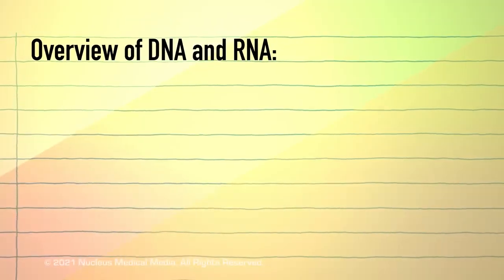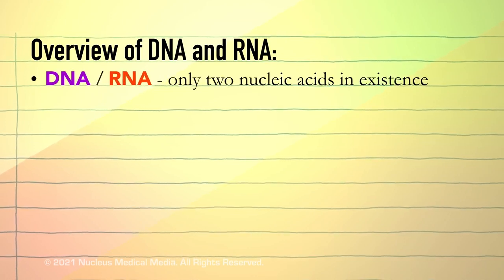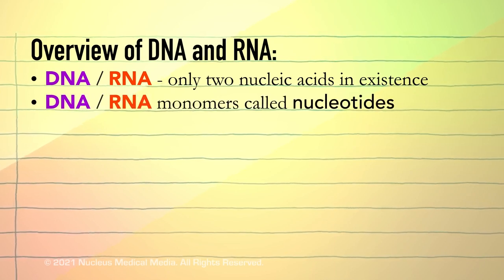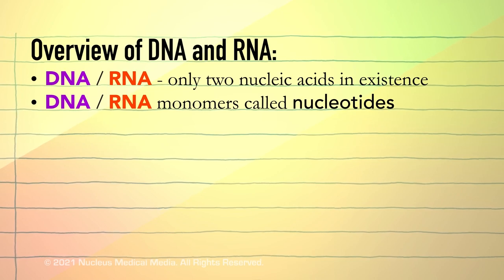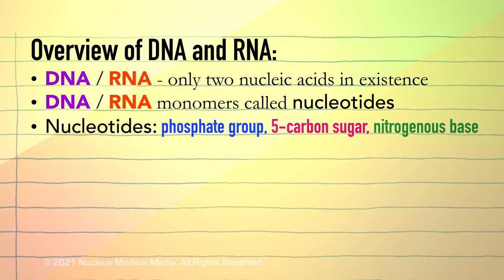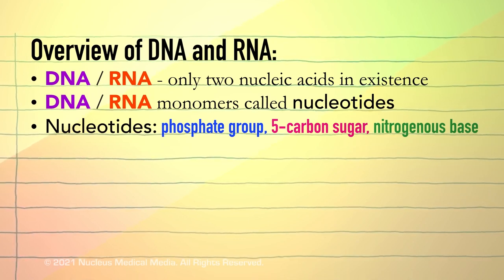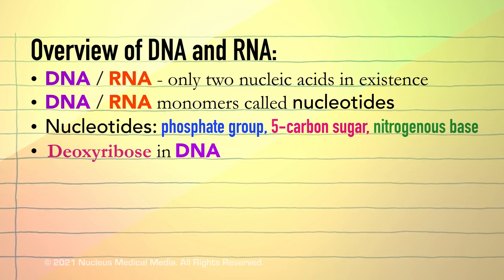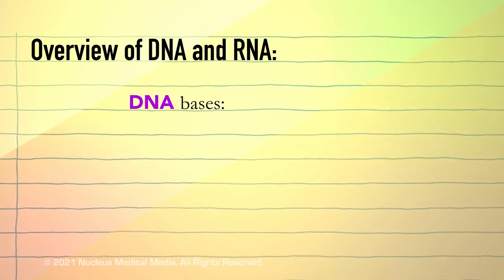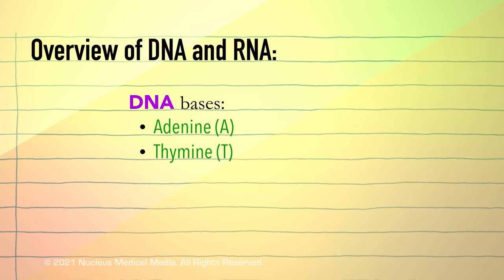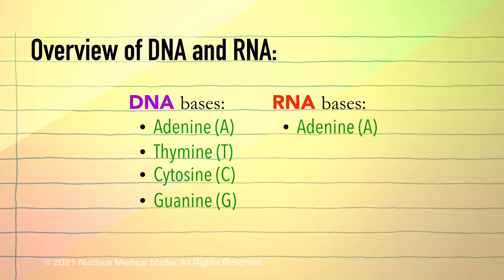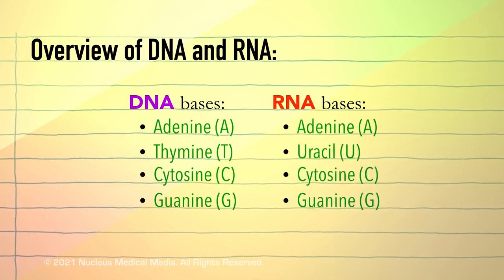To sum up, DNA and RNA are the only 2 nucleic acids that exist. Both DNA and RNA are built from nucleic acid monomers called nucleotides. Nucleotides always contain a phosphate group, a 5-carbon sugar, and a nitrogenous base. Deoxyribose is the sugar in DNA, and ribose is the sugar in RNA. The nitrogenous bases in DNA are adenine, thymine, cytosine, and guanine. The nitrogenous bases in RNA are adenine, uracil, cytosine, and guanine.